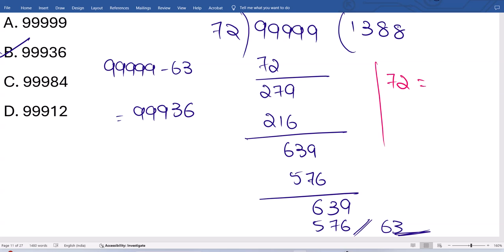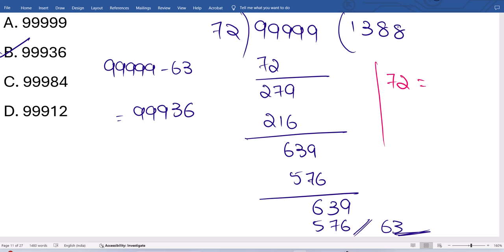I'm taking large, sir. Why 5 9s? Largest 5 digit number you take. Suppose they're asking largest 6 digit number divided by 72, I'll take 6 9s. Divide by 72. What is the final remainder? Remove that from that. If remainder is 0, then that given number is directly the answer. Okay. Now, the other method, listen, the other method is 72.